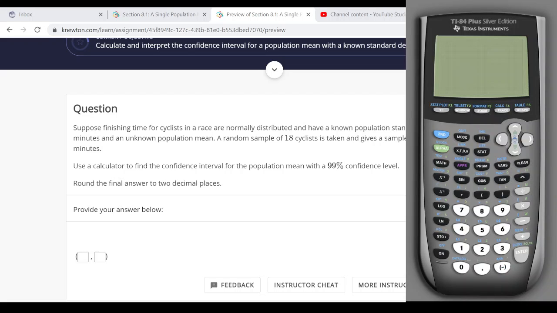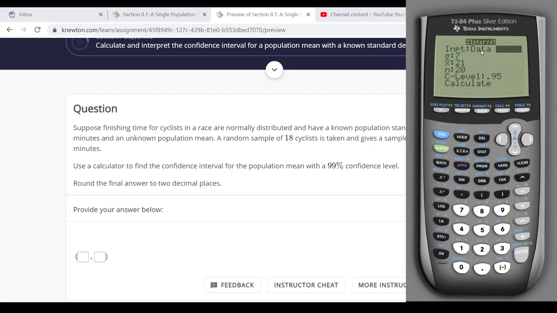Again, real easy. When you're estimating a mean, you go stat, over to tests, down to number 7. When you're estimating a single mean like we are here, we're estimating one population mean, and the population standard deviation, that sigma, is known. If it's not known, then you can't use this. But since it is known, I can go just z interval.